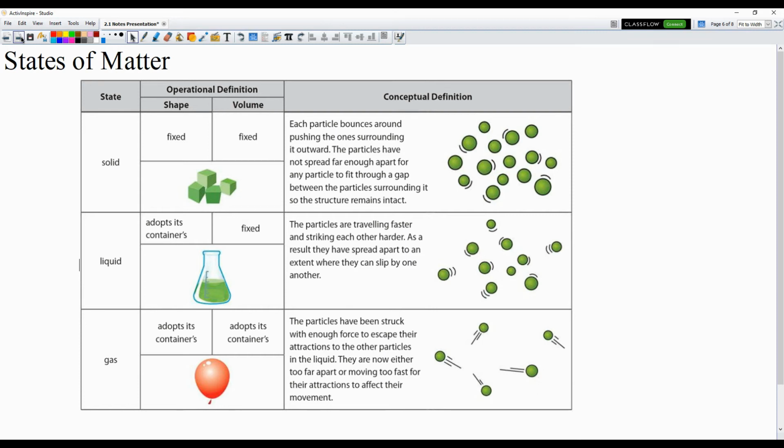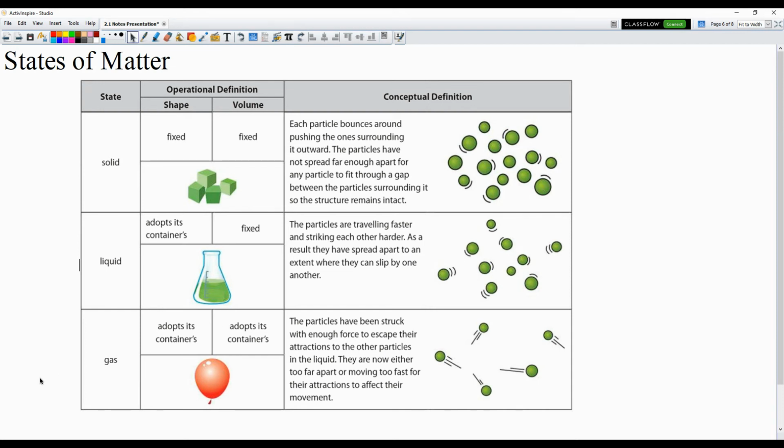The volume doesn't change. The particles are moving faster than in a solid, and they are hitting each other a little harder. So there is a little bit more distance between the particles, just enough distance that the particles can slip past each other and move around. Like this particle here can move through this gap here. And so they move against and around each other.